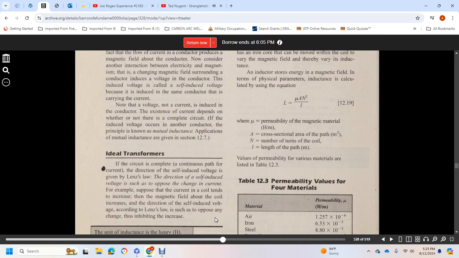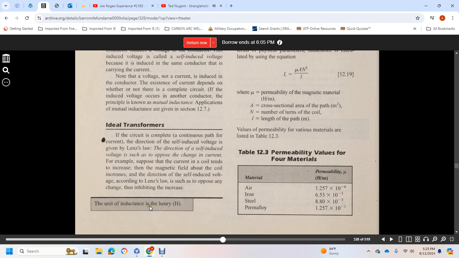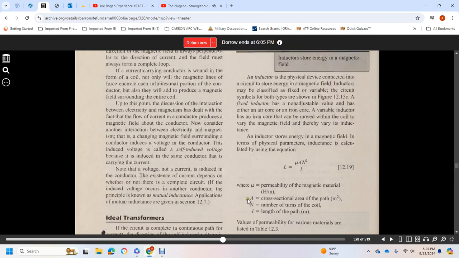Ideal transformers. If the circuit is complete, with a continuous path for current, the direction of the self-induced voltage is given by Lenz's law: the self-induced voltage is in such a direction as to oppose the change of the current. For example, if the current in a coil tends to increase, the magnetic field of the coil increases, and the self-induced voltage according to Lenz's law opposes any change, inhibiting the increase. The unit of inductance is the henry.